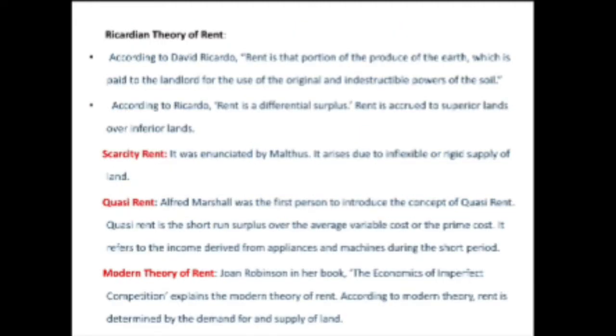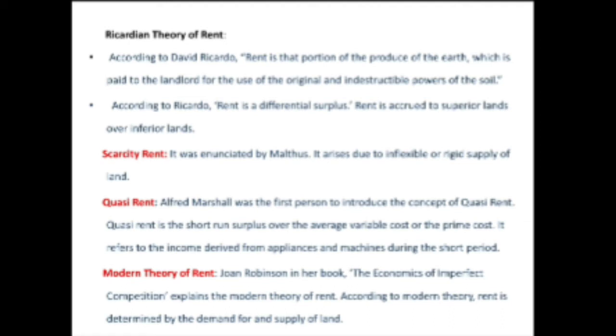Now we come to the important concept of the Ricardian theory of rent. See, basically we have different theories of rent. The first important theory is the theory given by David Ricardo. According to David Ricardo, rent is that portion of the produce of the earth which is paid to the landlord for the use of the original and indestructible powers of the soil. So basically what David Ricardo says is that rent is what is paid to a landlord for the use of the original powers of land, which is indestructible. So according to Ricardo, rent is a differential surplus. Rent accrues to superior lands over inferior lands.